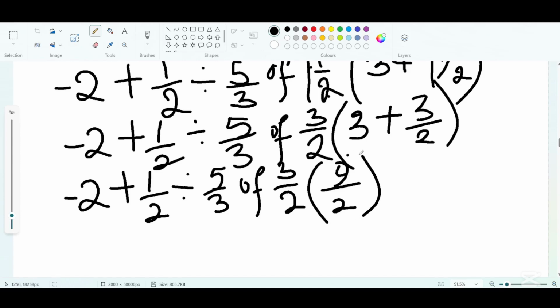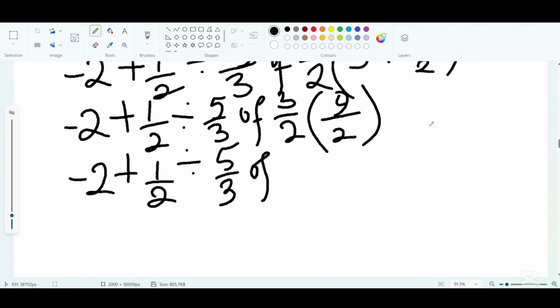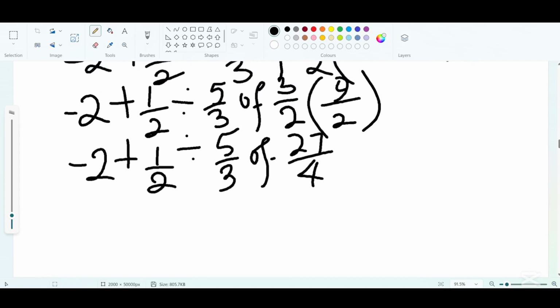To now break open this bracket, we use this number which is attached to the bracket without any sign between them to multiply the bracket. Numerator will multiply numerator, denominator will multiply denominator, since there is nothing that can cut. We just need to multiply them out. That is what will break open the bracket. So that will be minus 2 plus 1 all over 2 divided by 5 all over 3 of, so 3 times 9 will now be 27, then 2 times 2 will be 4. So this is going to be 27 over 4. At this point, you can see that we are done with the bracket. So the bracket is gone.